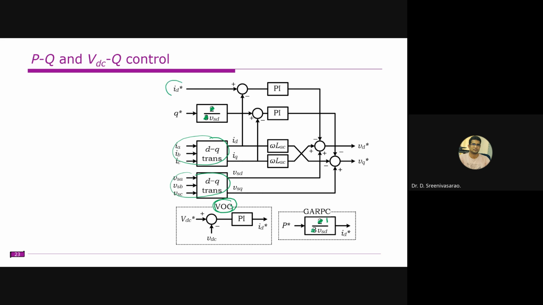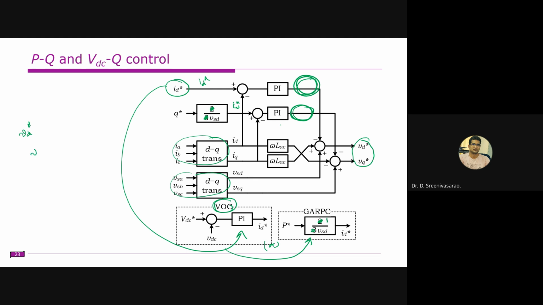So how is this ID star obtained? From either this one or this one, only one. Q star is usually 0, so this gives you the IQ star here. So this is IQ star and this is ID star. We have the PI controller, and after the PI controller this gives you the drop component in the inductor. So we obtain VD star and VQ star.